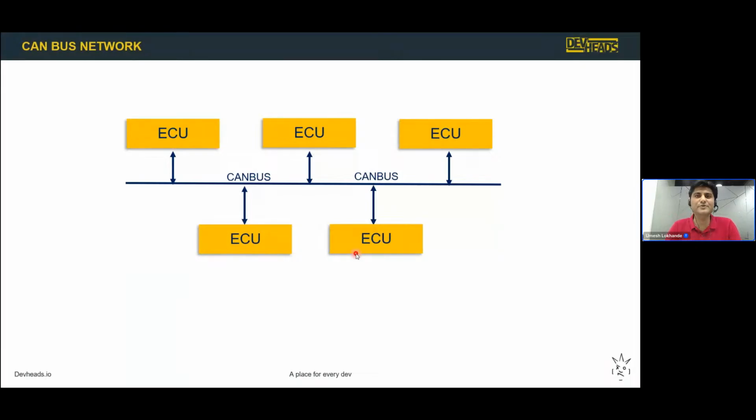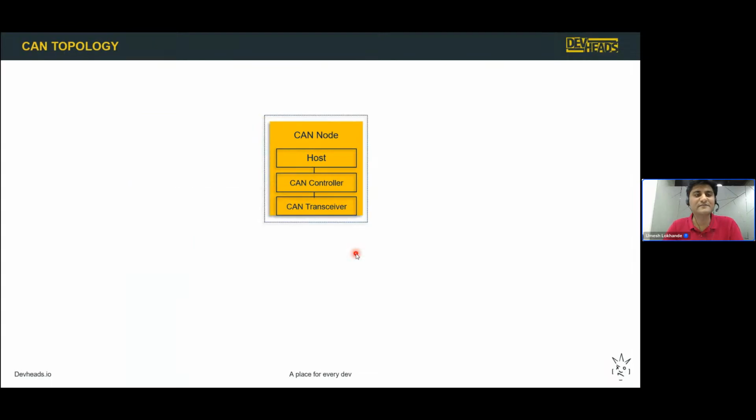Now, the reason I put this slide is because I want to make one point very clear. Very often you might hear me using this word, CAN node. CAN node will represent ECU in the automotive industry. So if somebody is associated with the automotive industry, they would refer to a CAN node as an ECU, but ultimately the CAN node and ECU are the same thing, right?